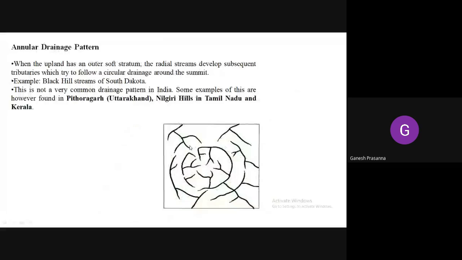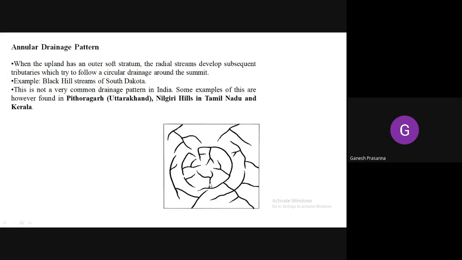Okay, coming to the annular drainage pattern, this is the one where the upland has an outer softer rock type. The radial stream develops subsequent tributaries which try to follow a circular drainage around the summit. You can see, this is the top of the hill, and it has branches from all over that try to encircle the summit or the mountain.